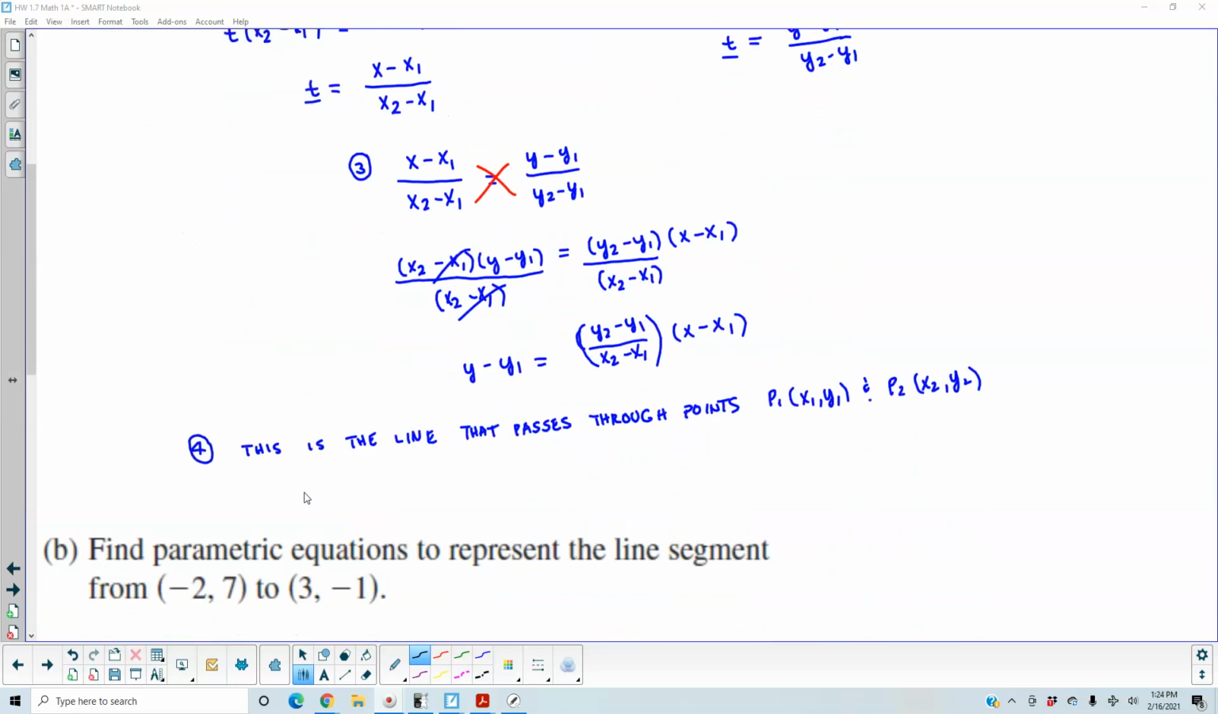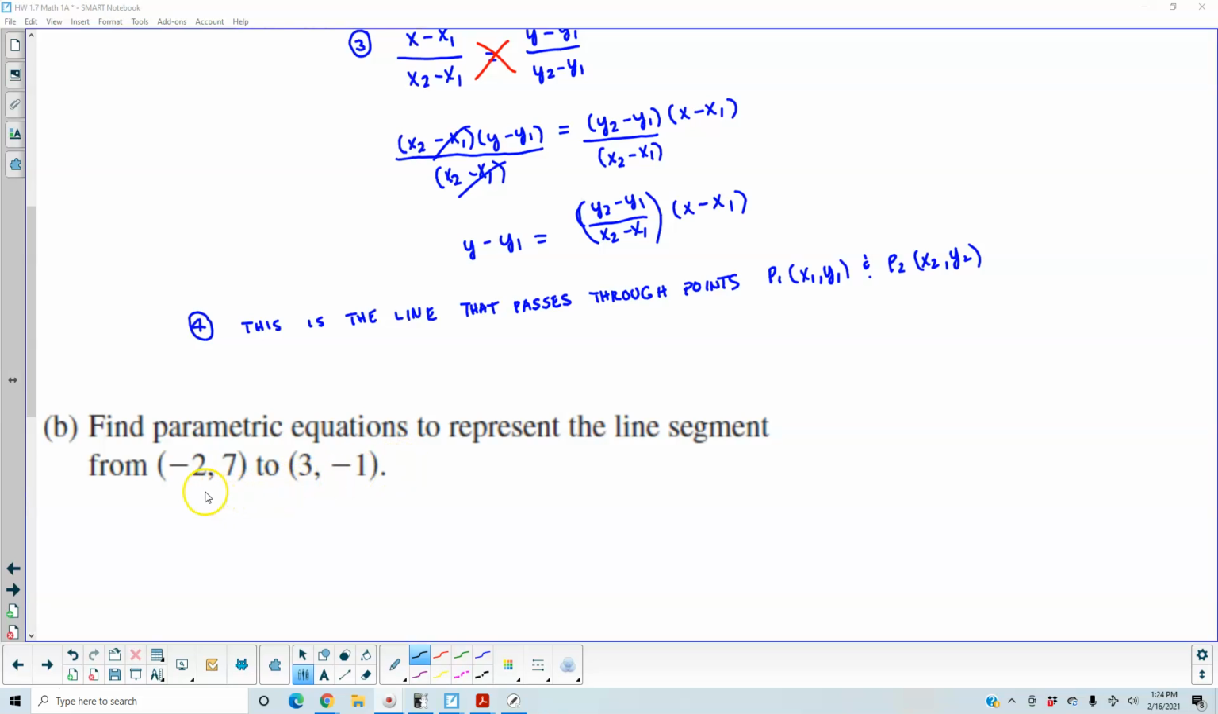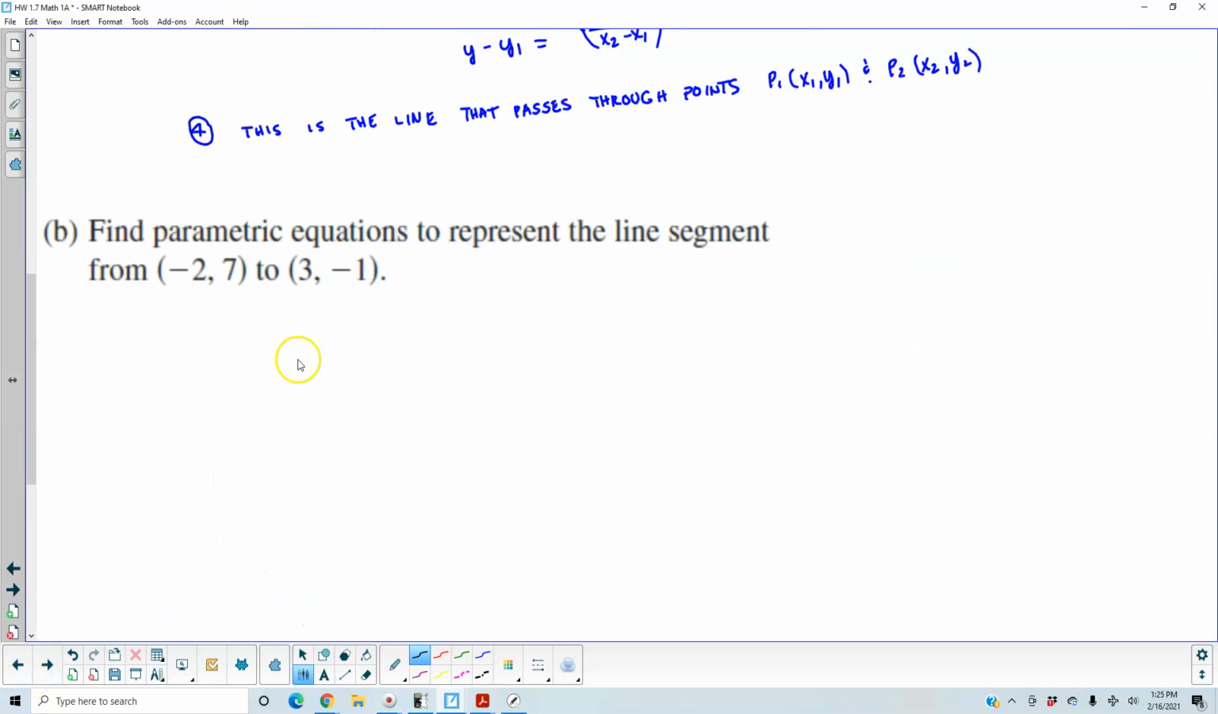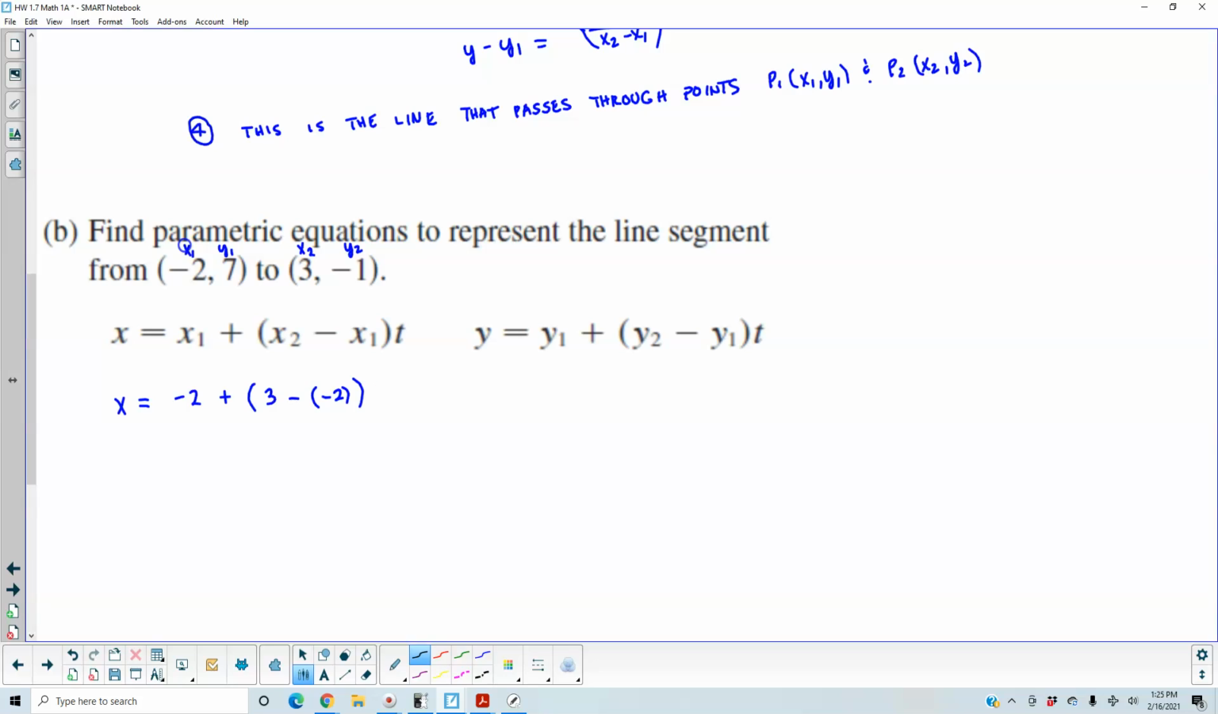So now we have our next question, which is to find the parametric equations to represent the line segment from (-2, 7) to (3, -1). And so we've got to use those equations from above. So we know that we have x1 and y1, and here's x2 and y2. To find x, we know that x1 is going to be -2, plus we know that x2 is 3, minus x1, which is -2, times t. Therefore, x is going to equal -2 plus 3 plus 2, which is 5, so that's 5t.